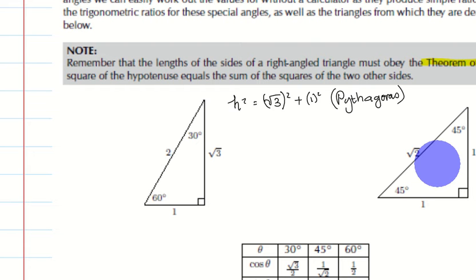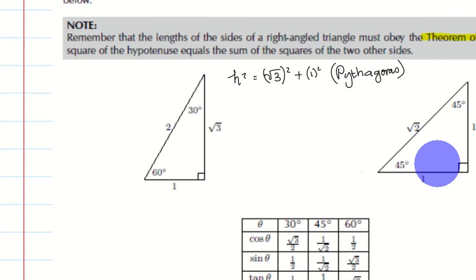Because sometimes you will not always be given the third side. Sometimes you will be given two sides that are known, and then you need to determine the third side, and we make use of the theorem of Pythagoras to find the third side. So this you have copied now.